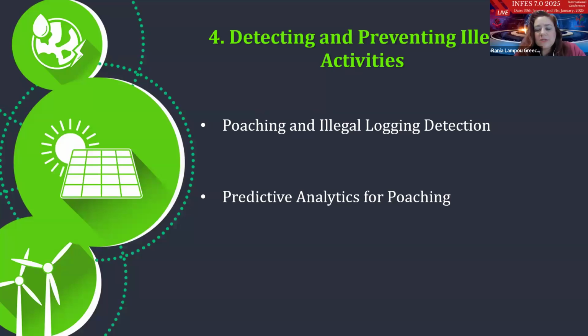We said that drones equipped with AI can patrol protected areas, and machine learning models can process thermal or motion sensor data to identify human presence in restricted zones. And predictive analytics for poaching, because we can analyze historical data on poaching incidents, wildlife movements, and local conditions to predict where future poaching might occur.